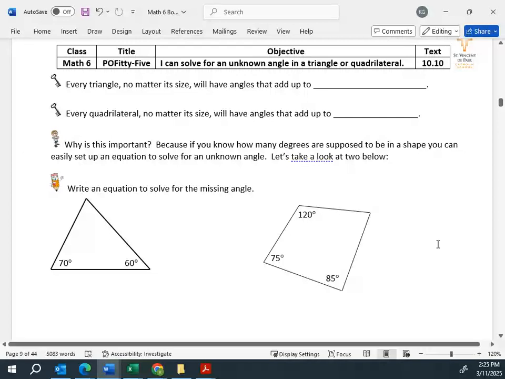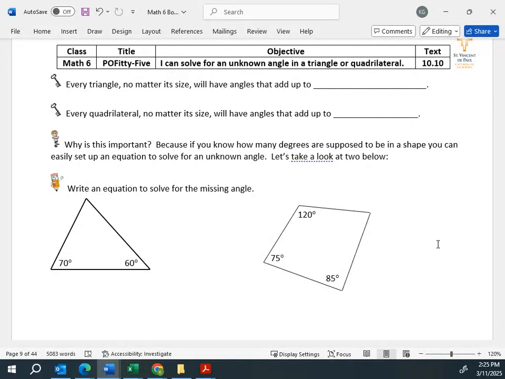Good morning. Today we are working on PO55. We are continuing working with those angles and measurements. Today we are solving for an unknown angle in a triangle or a quadrilateral. So we need to remind ourselves about triangles and quadrilaterals, see what we know.